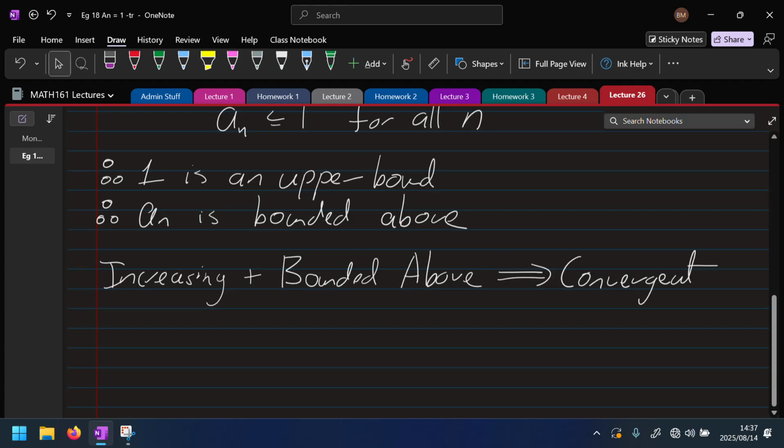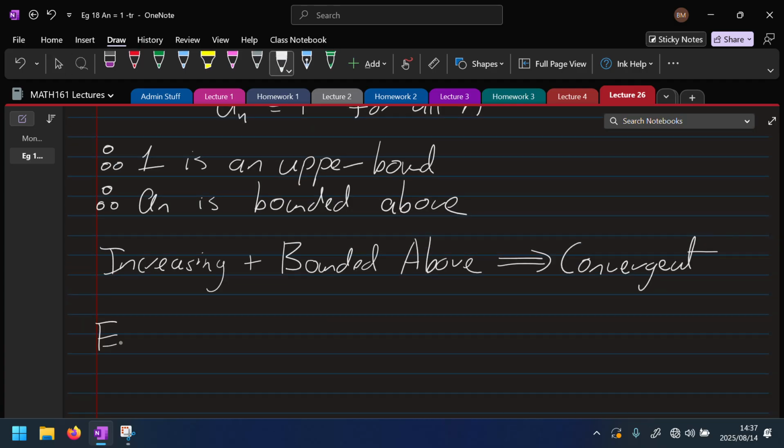Okay, let's have a look at example 2. These next few examples will be your quiz type questions and your test type questions. These will be for recursive sequences.